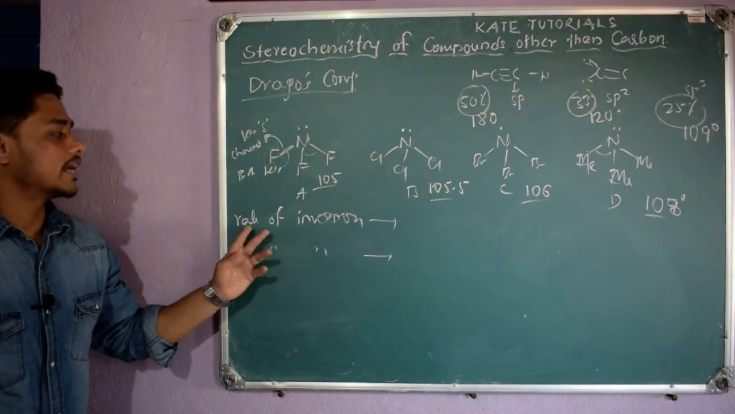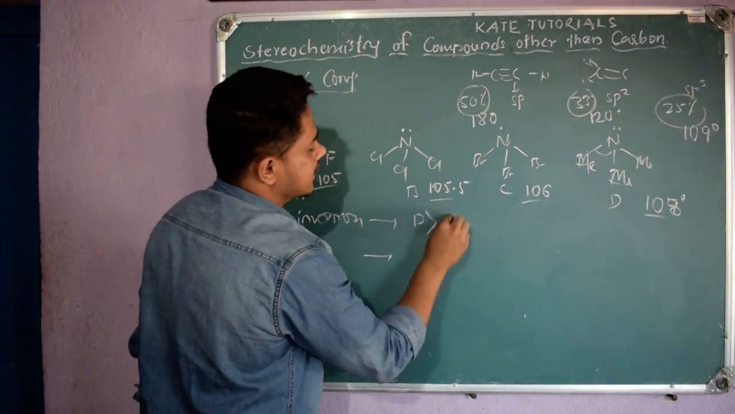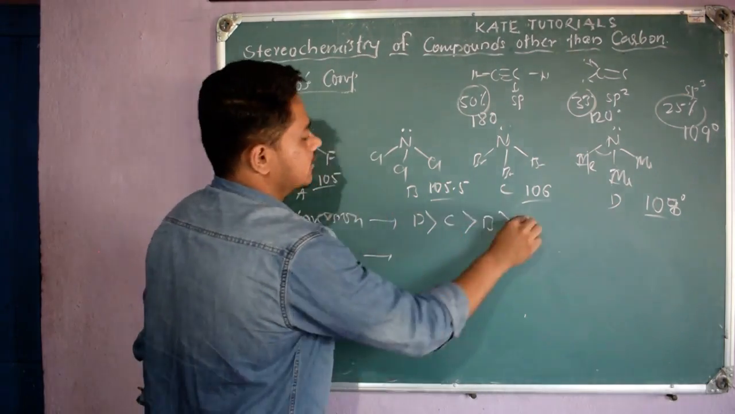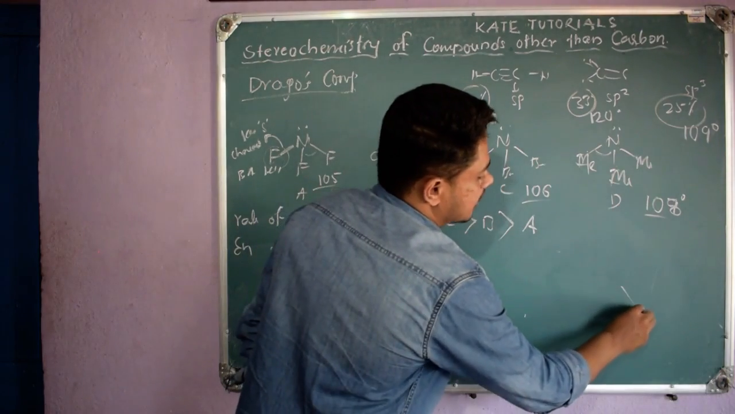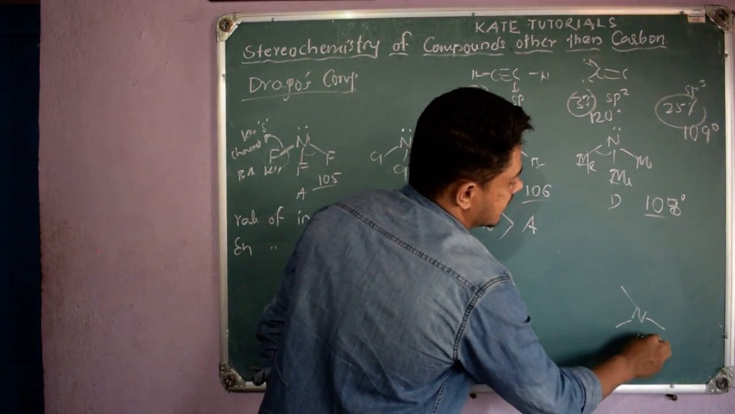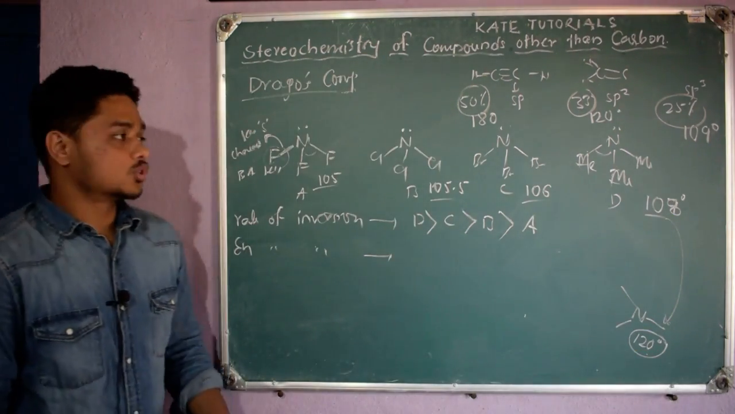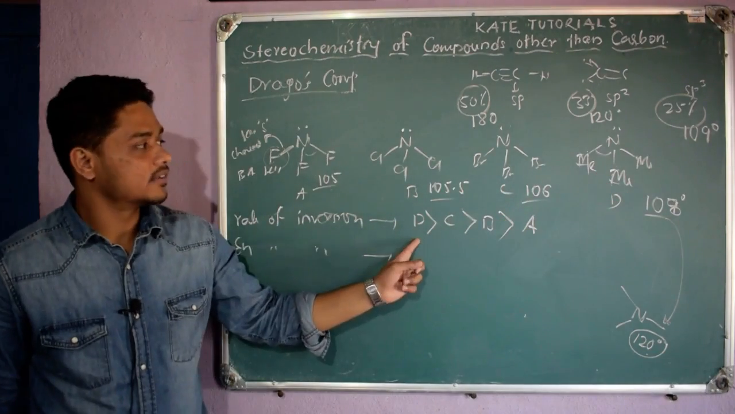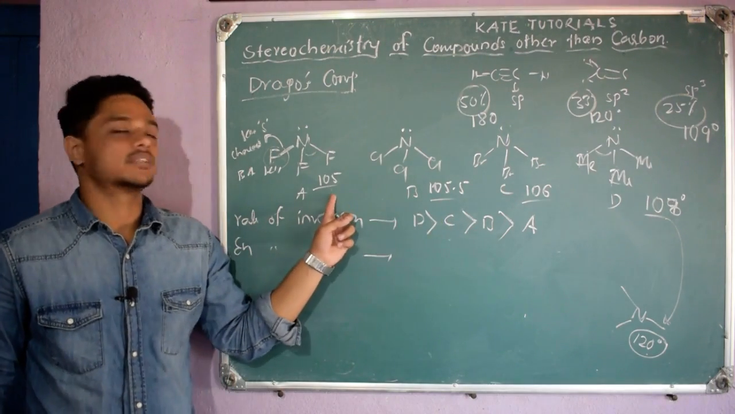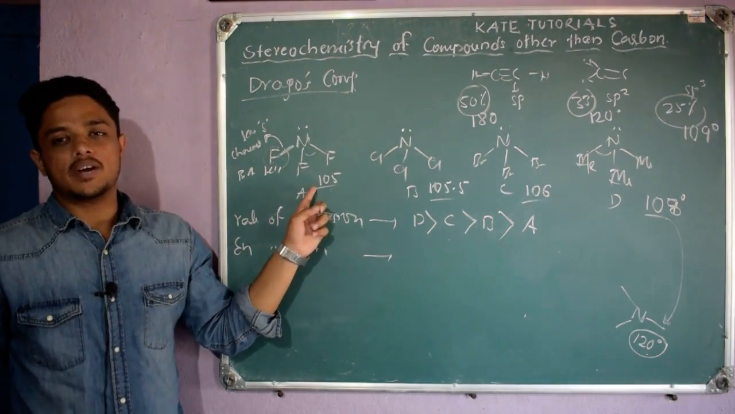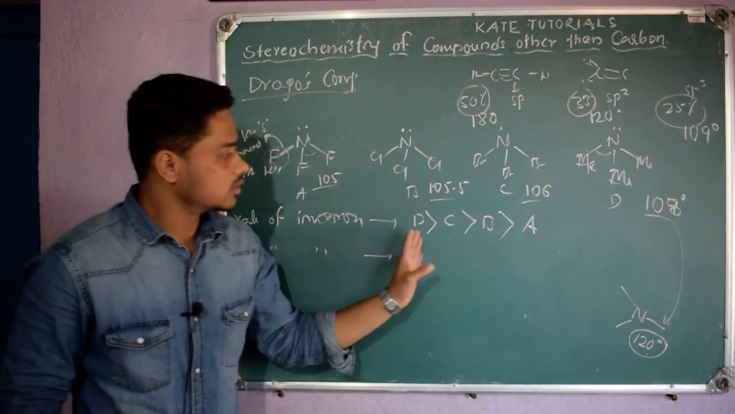Now what they have asked is the rate of inversion order. The order will be D more, then C, then B, and last A. You will ask why, sir? Because in inversion we want what? Like this compound, in which 120 degree is there. So from 108 degree to 120 degree it can easily come. So inversion will be very fast. So D, next 106, so C, next 105.5, so B, last A, because its bond angle is 105, very less. So 105 to 120 degree, the difference is more. So it can't easily come to 120 degree. So this is the order.